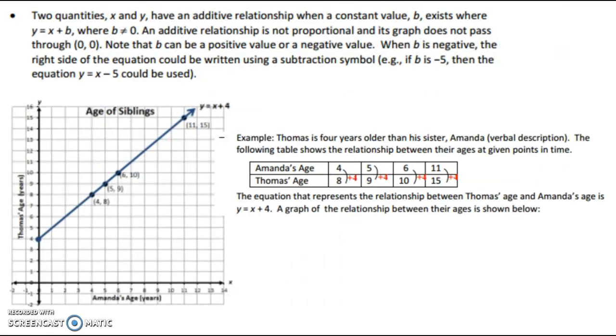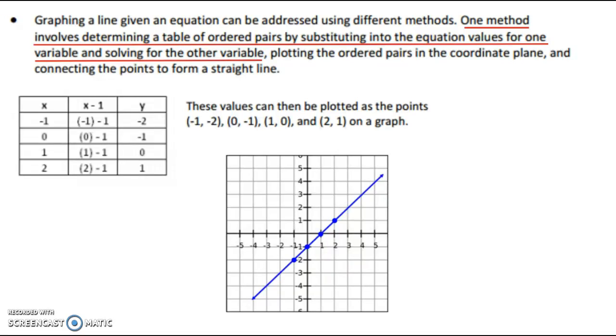Whereas a multiplicative relationship demonstrated in 7th grade gives a resulting equation in y equals mx form, the additive relationship in 7th grade gives the equation y equals x plus b. 7th grade students will be given an equation and asked to graph it. One method is shown here where students make a table of values by substituting any value for x, evaluating the equation and determining y, plotting those points on a coordinate plane, and connecting them to make a line.